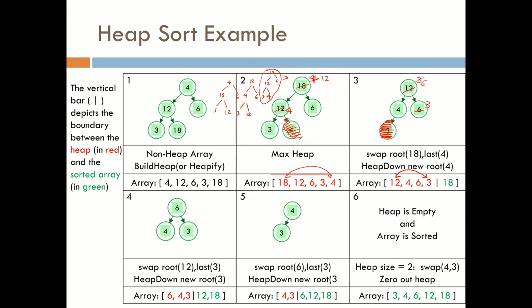And now, you notice when we swap this 12 and the 3, the 12 is now in the sorted portion. And the array, the heap side, looks like 6, 4, and 3. There's the 6, there's the 4, and then there's the 3. And you notice that the green portion of the array is sorted. That sub part of the array is sorted.